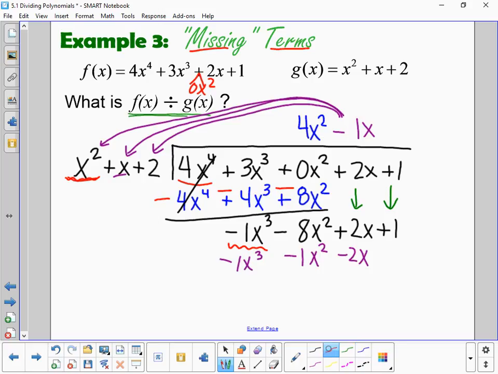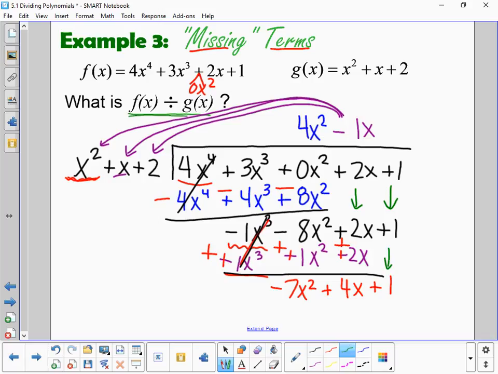So if we subtract those, ooh, lots of negatives here. We're subtracting a negative 1x squared. That's the same as adding. That reduces to 0. Here we have a negative 8x squared minus a negative 1. That's the same as adding. So that's a negative 7x squared. This is also the same as adding. Subtract negative 2 is the same as add 2. So that's a 4x, and we'll bring down that 1.